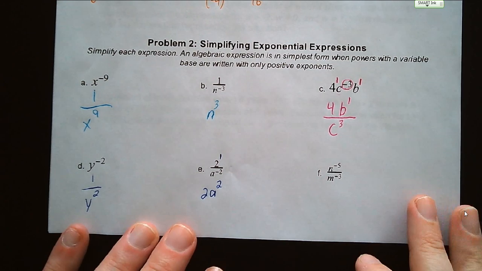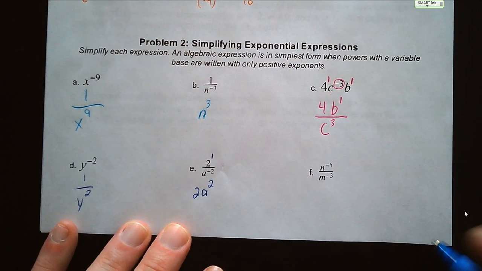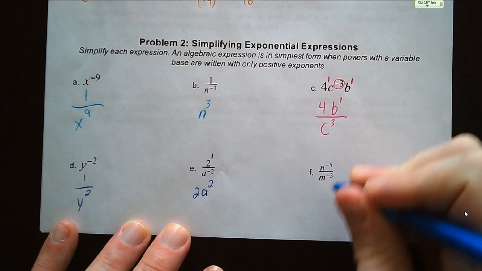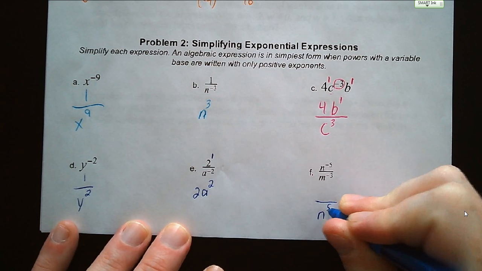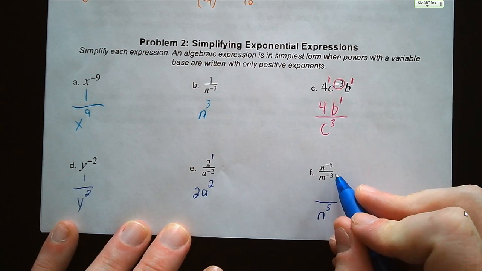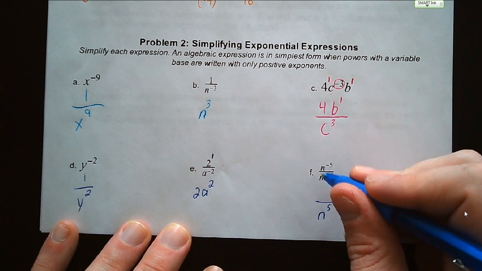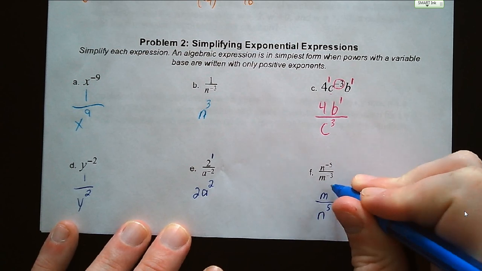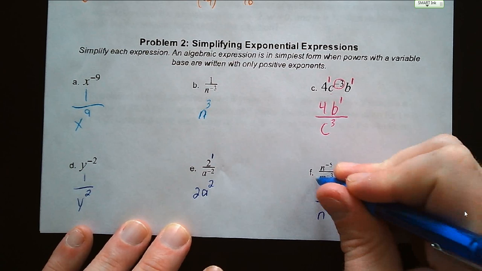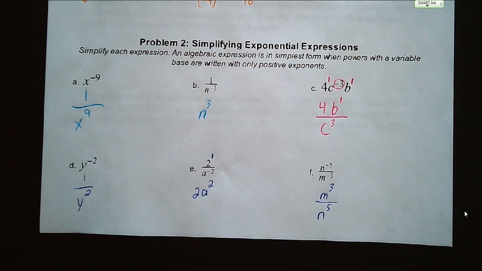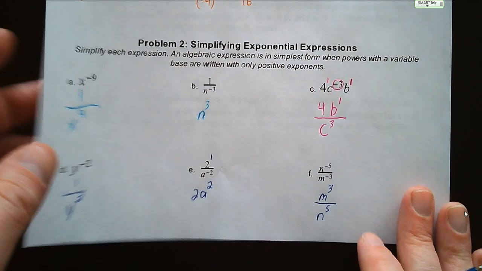Letter F, n is to the negative 5th power, so we need to put that in the denominator, n to the 5th. But m is also negative, so m will become m to the positive third in the numerator. So for this one, we just kind of flipped their place. All right.